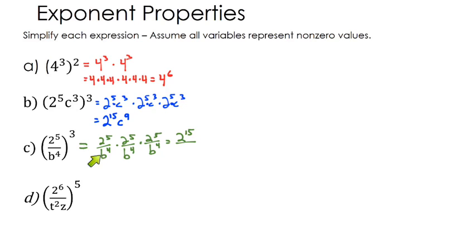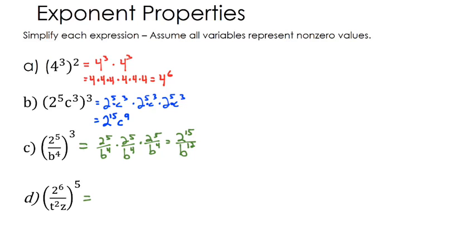Whenever I multiply these fractions, I'm multiplying them straight across. b to the 4th times b to the 4th times b to the 4th. Well, that means there's really 12 b's that we're multiplying. In other words, this 5 gets multiplied by 3 to get 15, but this 4 also gets multiplied by 3 to get 12. Okay?